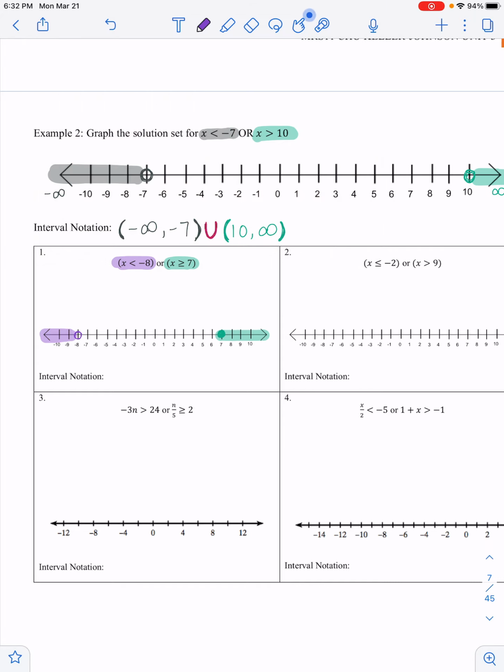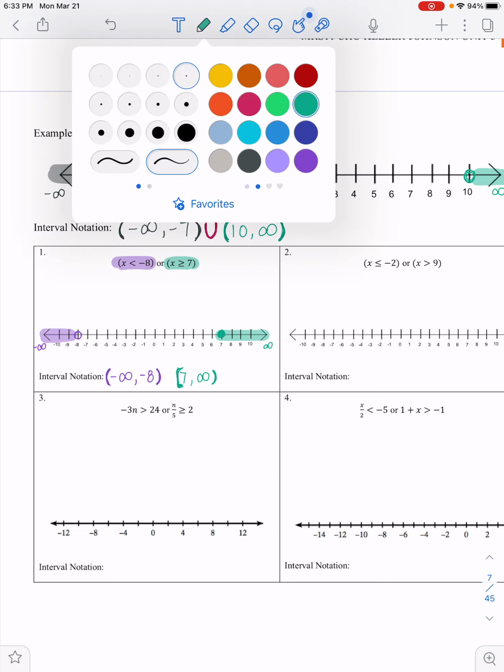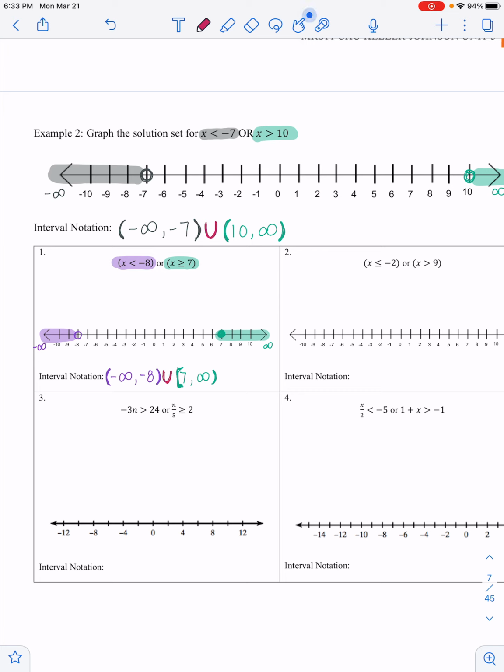Go ahead and write the purple one first in interval notation. So the purple one would be, we go from -infinity to -8. Remember, infinity always gets parentheses. -8 is an open circle, so that gets a parentheses as well. Let's go ahead and try the green one now. The green one goes from 7 to +infinity. Infinity, again, always gets a parentheses. 7 is a closed circle, which means that's going to get a bracket. Put a U between them, and we're good.